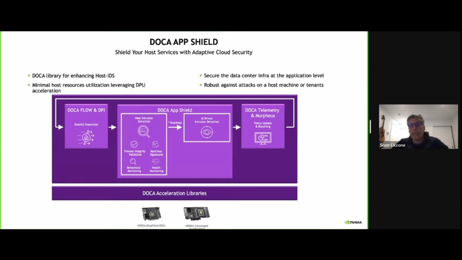Okay. So one of the things that helps us bring zero trust is this DOCA App Shield library, which we are continuing to develop. There were some new capabilities in DOCA 1.3 that just came out, but the DOCA App Shield library provides developers and security vendors of host monitoring solutions with the ability to create robust, accelerated host intrusion detection systems, and allows identification of an attack on the host.